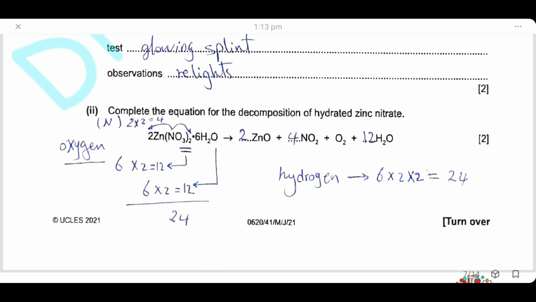To calculate the oxygen in the product side, we have 2 in zinc oxide and 8 in nitrogen dioxide. This will be 10. And 12 in the water molecule. This will be 22. And here 2 in the oxygen, so it will be 24. And here the equation is balanced.